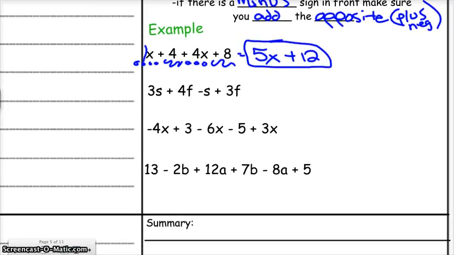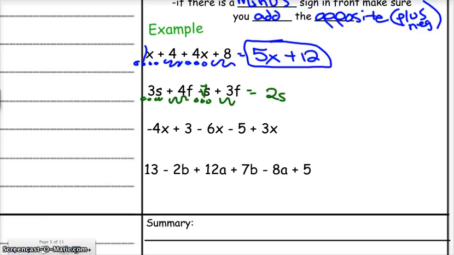All right, 3s plus 4f minus s plus 3f. I see this minus, and I plus the opposite. I plus a negative. Starting from the left, 3s plus a negative s. How many am I at? 3 plus a negative 1. I'm at 2. 3 plus a negative 1, because this is a 1 in front, I'm at 2. This turns into 2s. Now I have my f's.